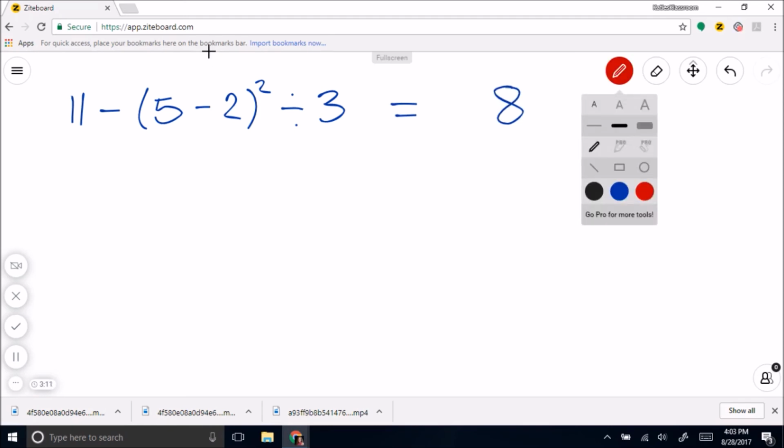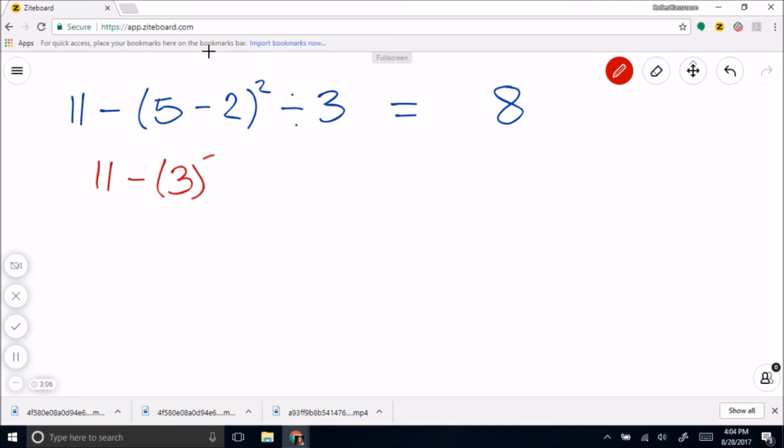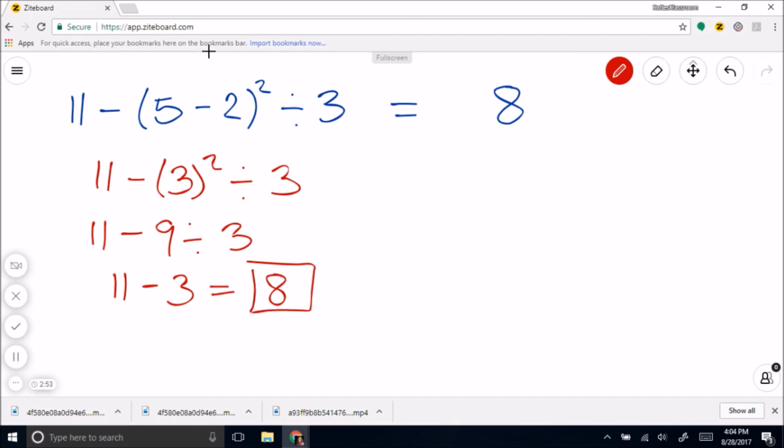Parentheses first would give me a 3. 11 minus 3 squared divided by 3. 11 minus 9 divided by 3. 11 minus 3 is 8. And that was our last example.